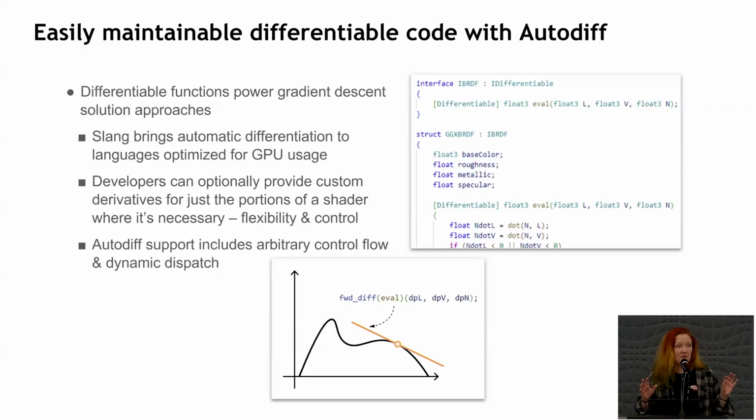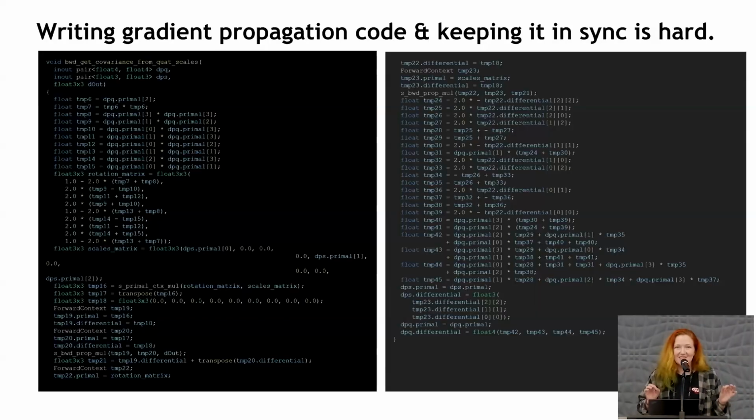So support for automatic differentiation is built into Slang. What this means is that you only have to annotate your function as differentiable, and Slang will automatically generate both the forward and backward differential forms. So this has a huge impact on maintainability.